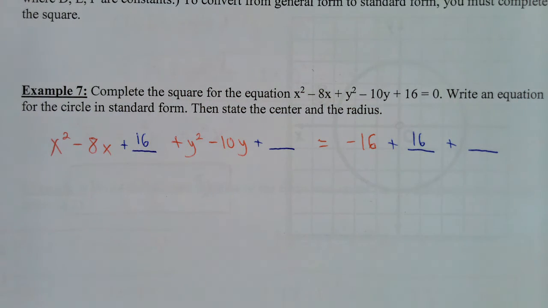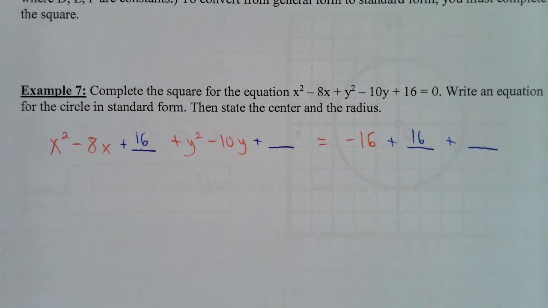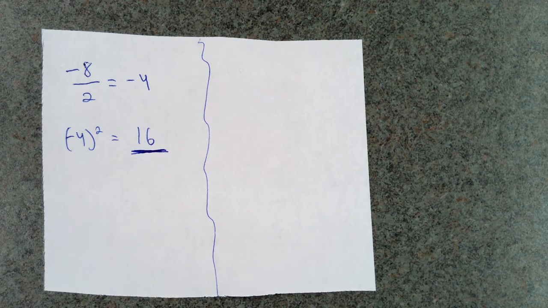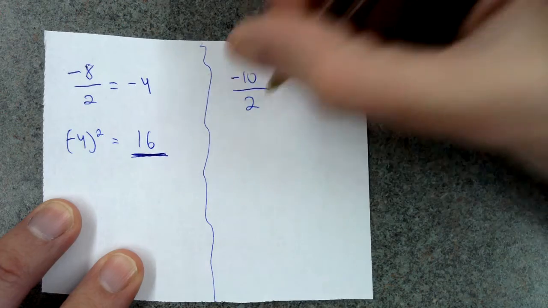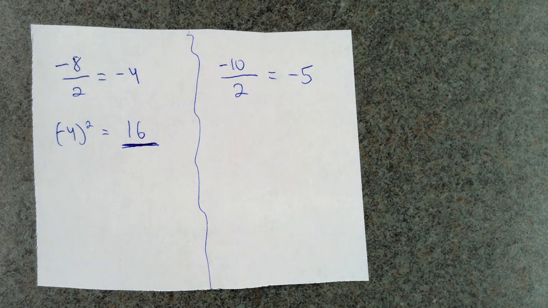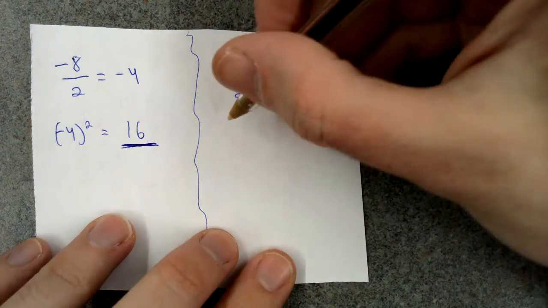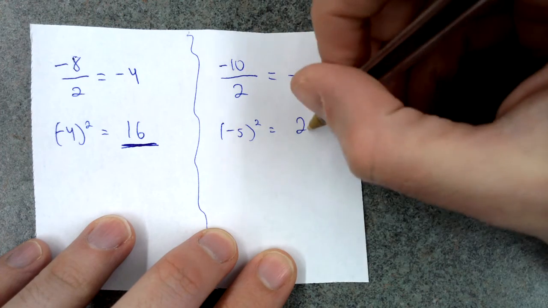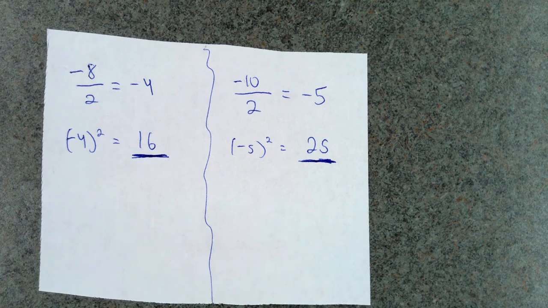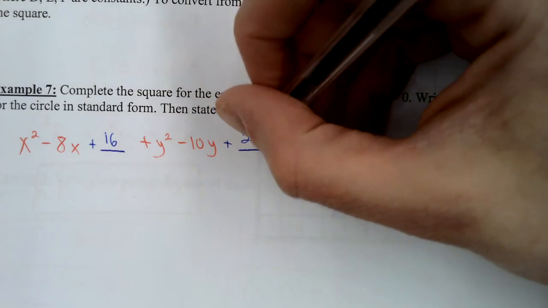All right, we took care of the x, now let's take care of the y. Take whatever number is before the y, in this case it's negative 10, and we're going to work off of that. Take the negative 10, divide it by 2, you always divide it by 2, that gives you negative 5. Take that negative 5 and square it to get 25. And that 25 is a number that you're going to use to complete the square. So plus 25, plus 25.